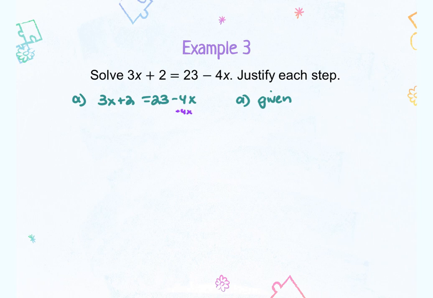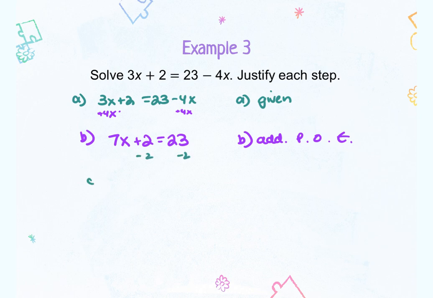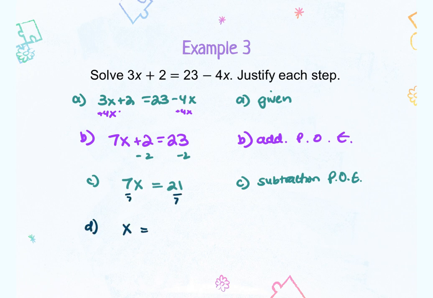So let's say I'm going to add the 4x this time. So the next statement would be 7x plus 2 equals 23. And we added, so this is the addition property of equality. Now from here, I'd subtract the 2. So the next step would be 7x equals 21. Subtraction property of equality. And the next one, we would divide by 7. And I'd get x equals 3, and that's the division property of equality.